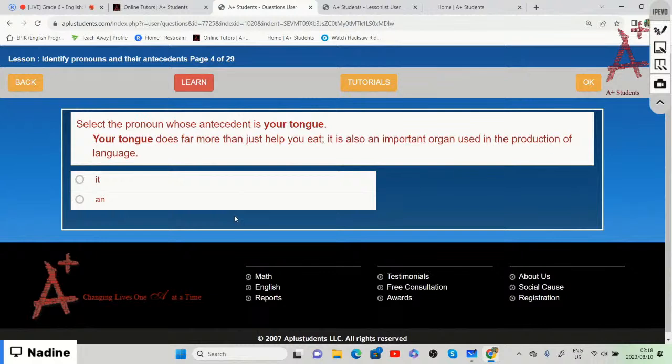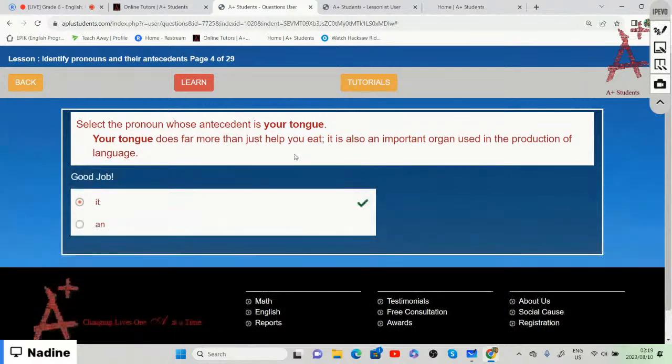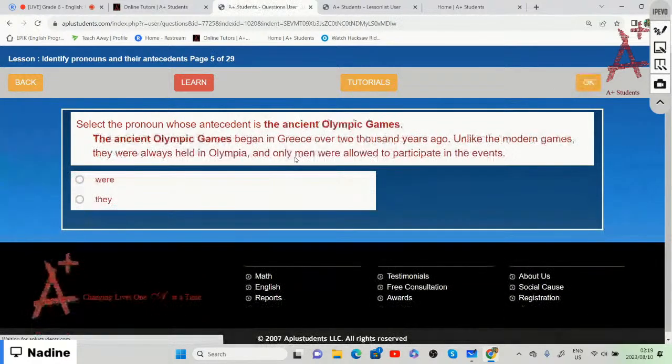So, your tongue does far more than just help you eat. "It" or "an"... "an" is basically like an article. So "it," for example, refers to your tongue. So it takes the place of your tongue.